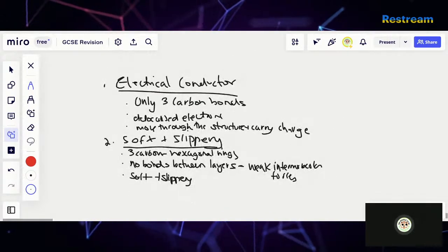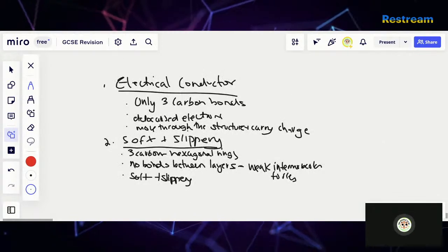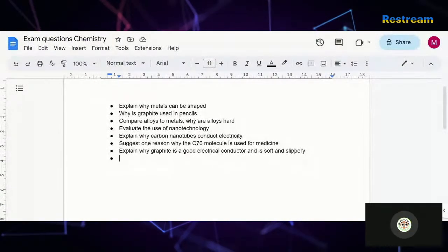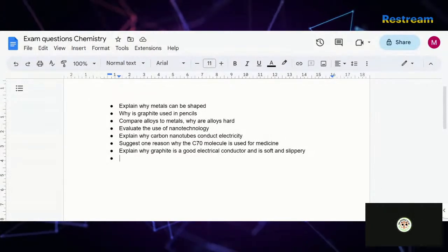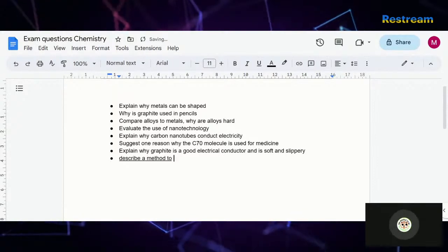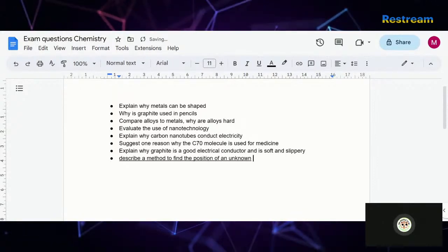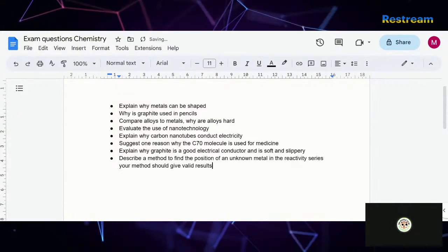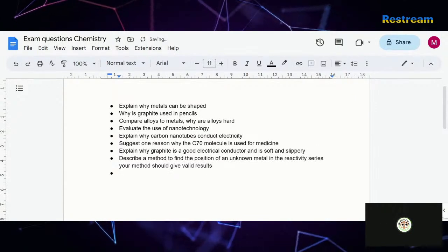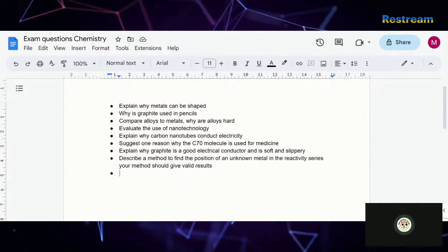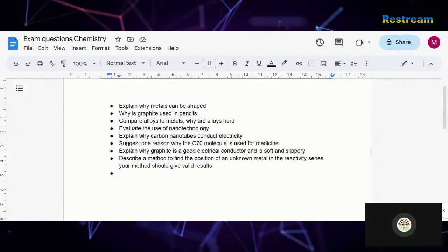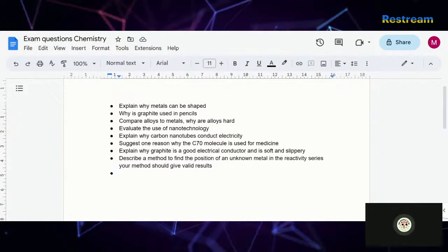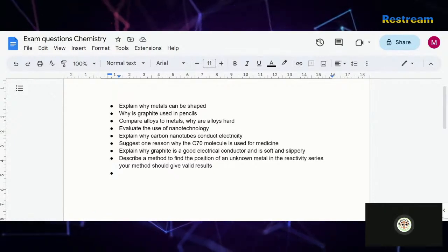Now let's do a practical style question. So this question is about a practical. Describe a method to find the position of an unknown metal in the reactivity series. Your method should give valid results. Okay, so you have to find a method to find the position of something within the reactivity series. So this requires you to exhibit your knowledge on the reactivity series. So let's see what you know.